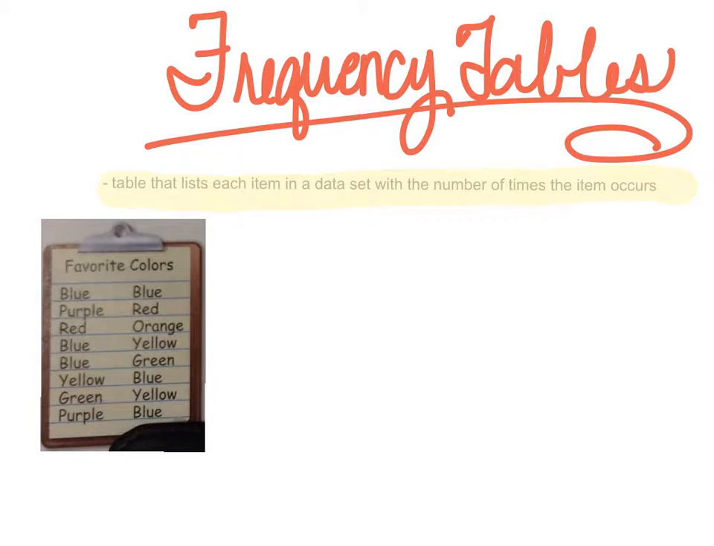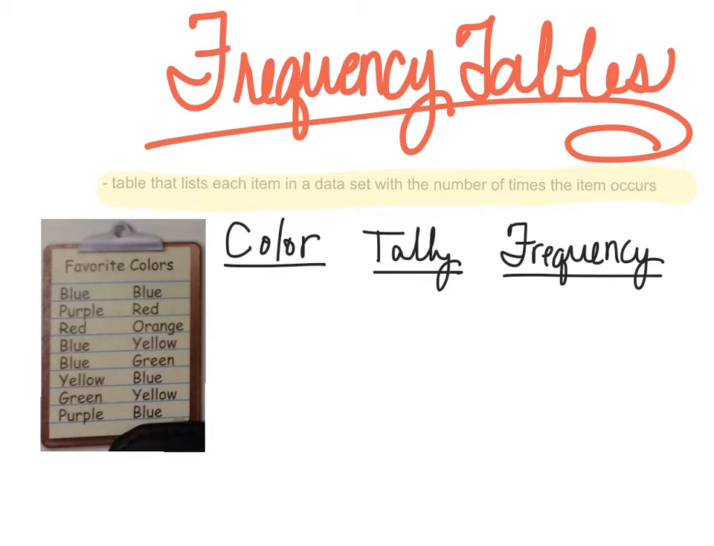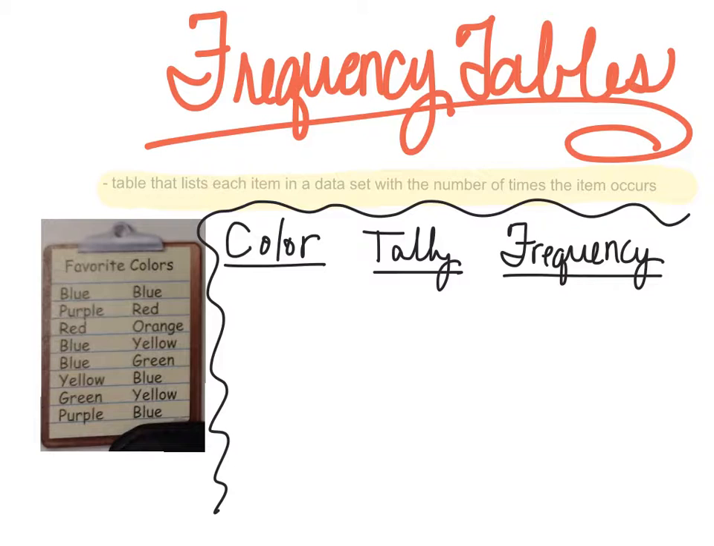Alright, here's favorite colors from a classroom. Alright, here's my table. Now I'm going to organize this data into this table. So the first thing I'm going to do is see how many different colors I've got. So look at the table. Look at the favorite colors chart.